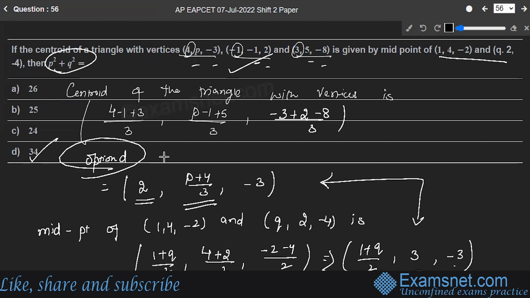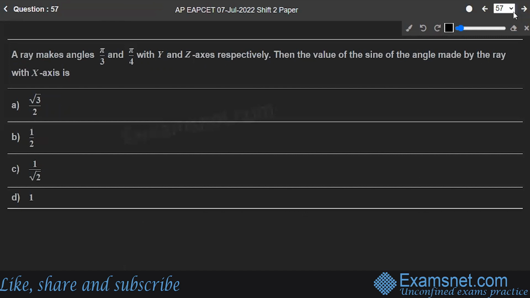Hope you're clear with this. Next is question number 57. A ray makes pi by 3 and pi by 4 with y and z axis respectively. Then the value of sine of the angle made by the ray with the x axis is. So, you know, there are three axes, x, y, and the z axis. It is saying that the ray makes pi by 3 with the y axis and pi by 4 with the z axis respectively. You have to find out the sine of the angle made by the ray with the x axis.